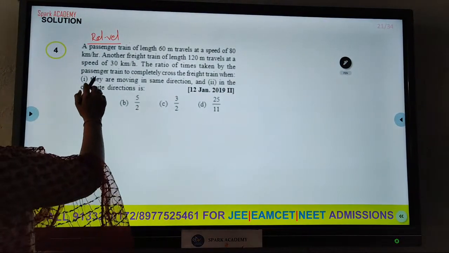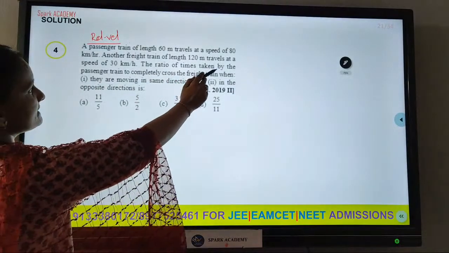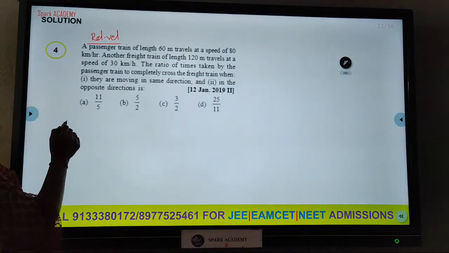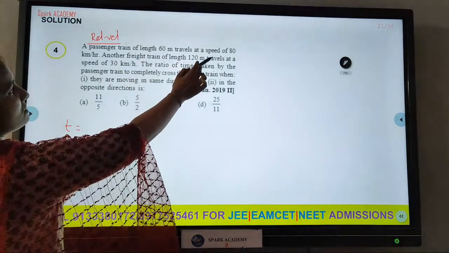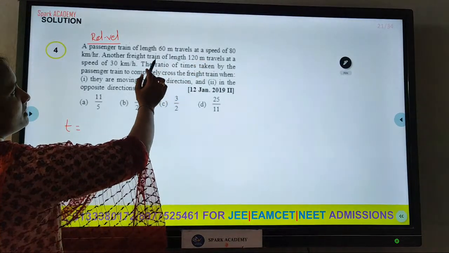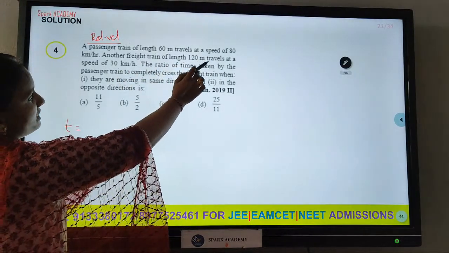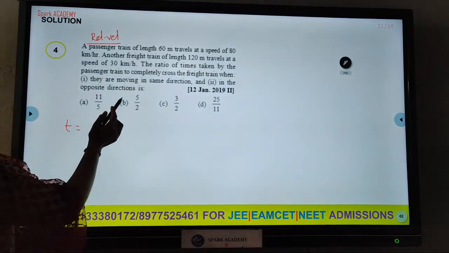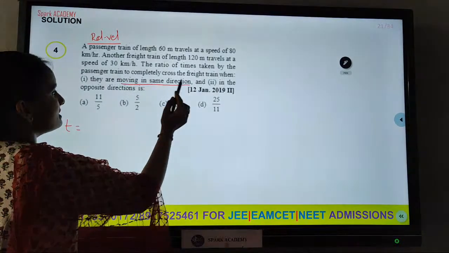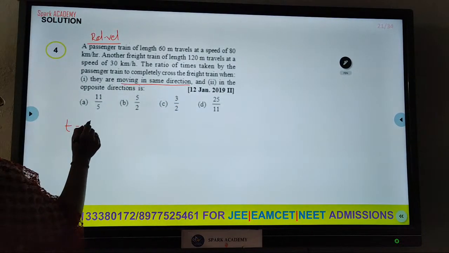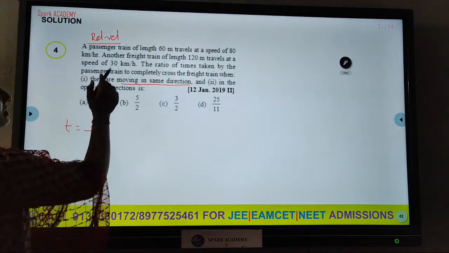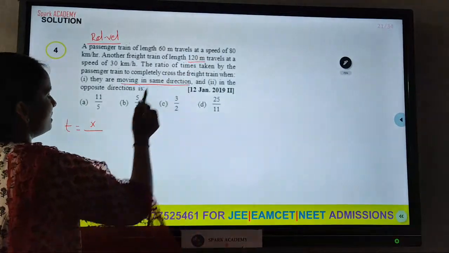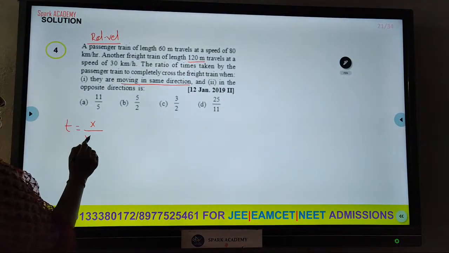So what is the time taken by the passenger train to completely cross the freight train? Here the passenger train travels at 80 km per hour, and another train of 120 meters travels at a speed of 30 km per hour. Initially, when they are moving in the same direction, time will be equal to the distance travelled by this train to cross the freight train. This much distance it needs to travel. So that is x by v minus u.